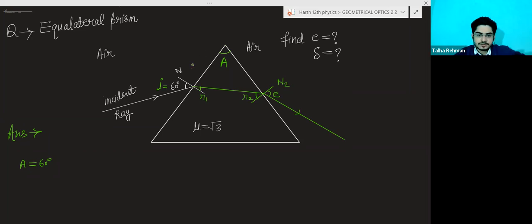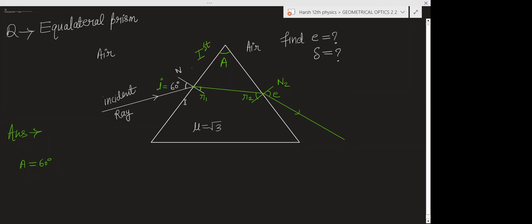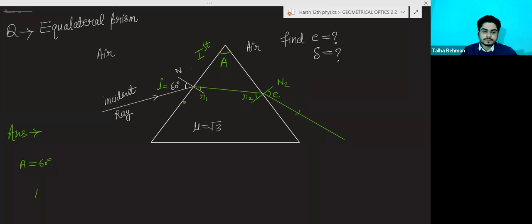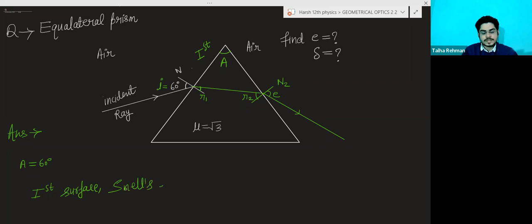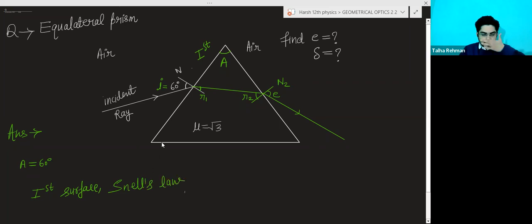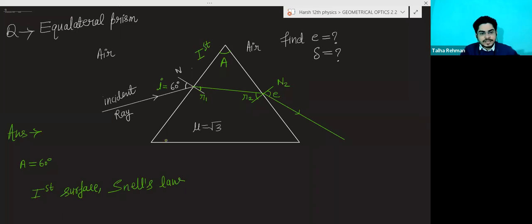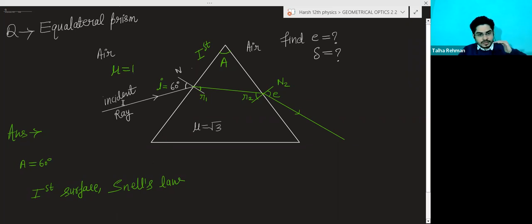First, what you should do: this is the first surface of the prism. On this first surface, first apply Snell's law. Snell's law. So how to apply Snell's law? I told you that here the refractive index of air is 1. Light is going from air to the glass, air to this medium. So how will we apply Snell's law?